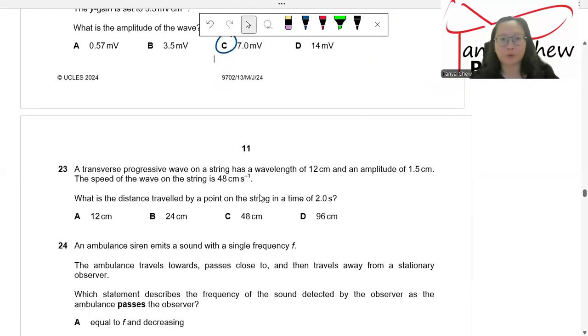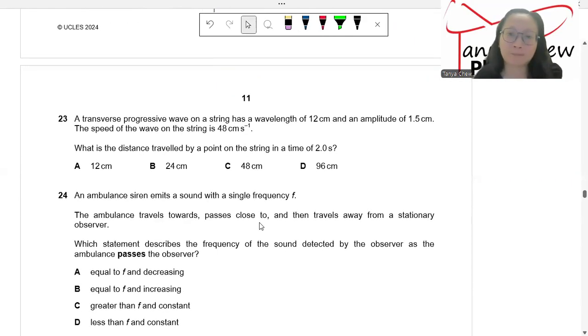A transverse progressive wave on a string has a wavelength of 12 cm and an amplitude of 1.5 cm. The speed of the wave on a string is 48 cm per second.